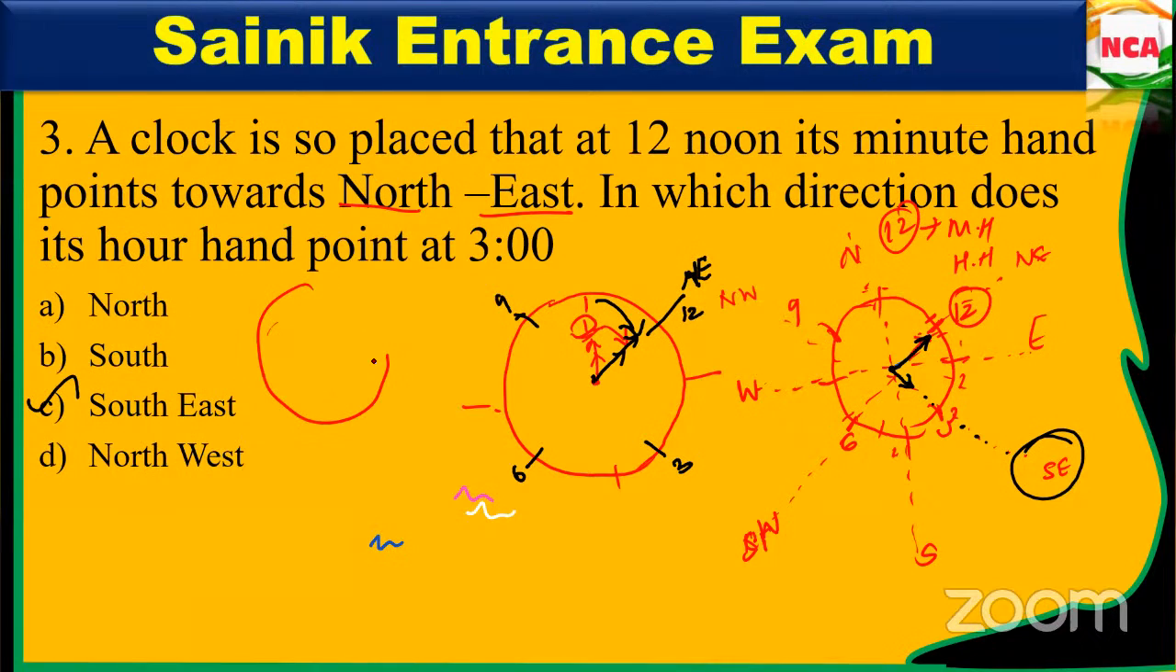See, this is 12, this is 3, this is 9 and 6. Okay. If I keep 12 o'clock at 12 itself, so where is the minute hand? North east direction. This is the north east direction, right? So if I bring the minute hand to the north east direction, is it 12 noon or 12:10?